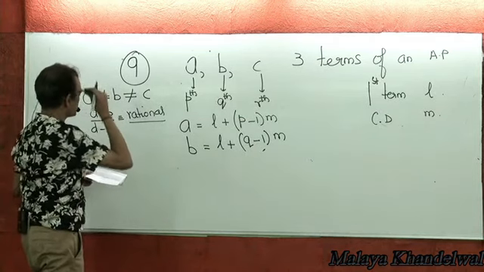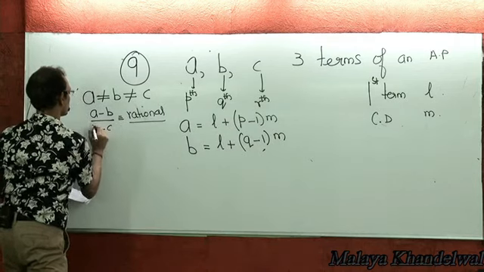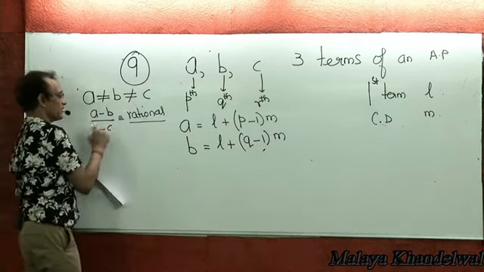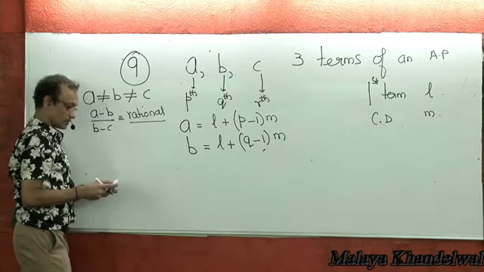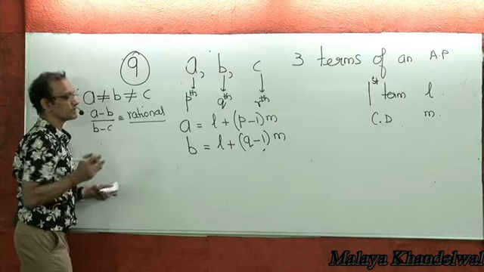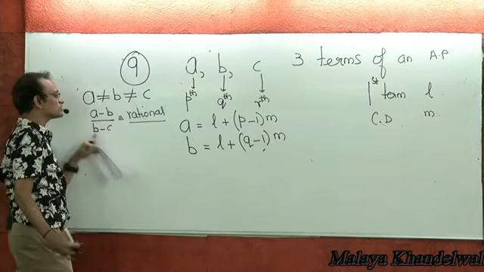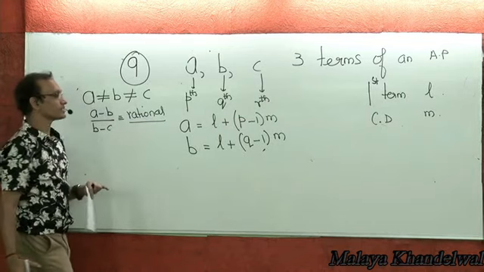D, where is D? There is no D here. This must be A minus B by B minus C. I don't see any D here. This must be A minus B by B minus C, must be a rational number. There is no occurrence of D anywhere. Right? So A minus B by B minus C must be rational.